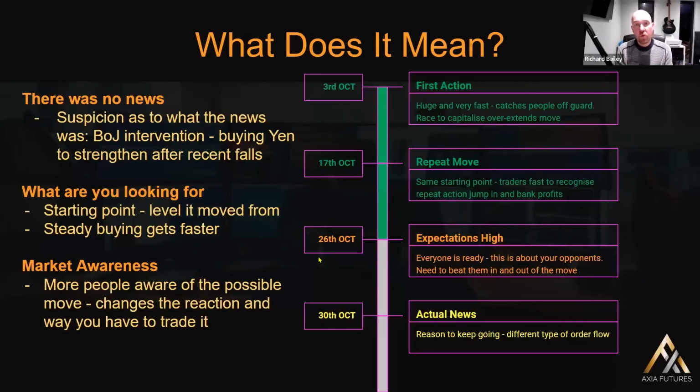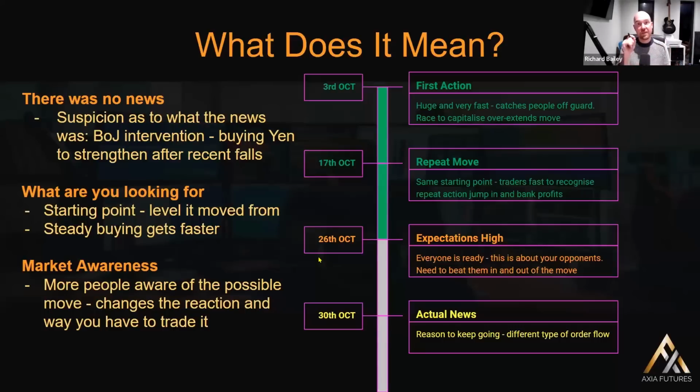As with almost all news stories or all big changing events, the first one is the big one. That's the huge move. It's the first action. And so as it starts to move, everybody jumps onto it. Everybody chases and the market then rushes higher. It's a race to capitalize. People are not straight to the party on this because people weren't expecting this. On the 17th, you get a repeat move.